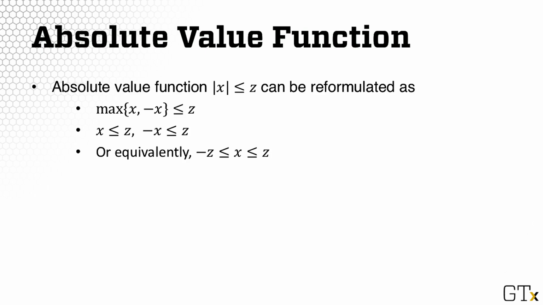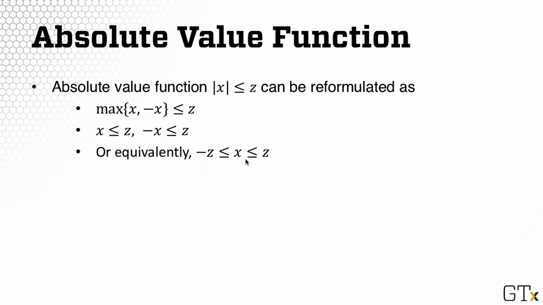So let's look at some examples. For example, absolute value function, |x| less than or equal to z, can be reformulated as follows. Because the absolute value function, in fact, is a piecewise linear function as max between x and negative x. So that should be less than or equal to z. Therefore, x is less than or equal to z, and negative x is less than or equal to z. Or equivalently, you can write it as x less than or equal to z, x is greater than or equal to negative z, because negative x less than or equal to z is the same as x greater than or equal to negative z. So that is a linear program.